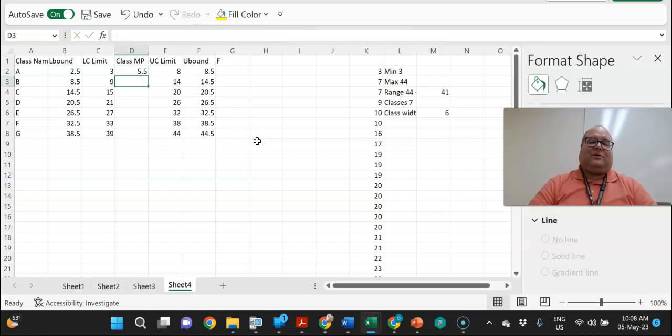Our class midpoints are going to increase by our class width, but we want to just double check that. 9 plus 14 is 23, divided by 2 is 11.5. So we have our 6 class midpoints, which we're going to be using for a number of things.